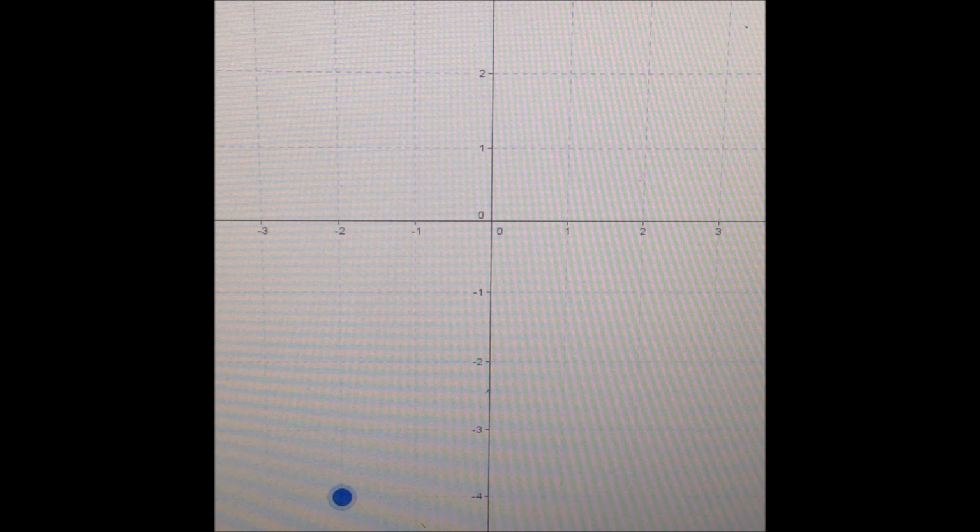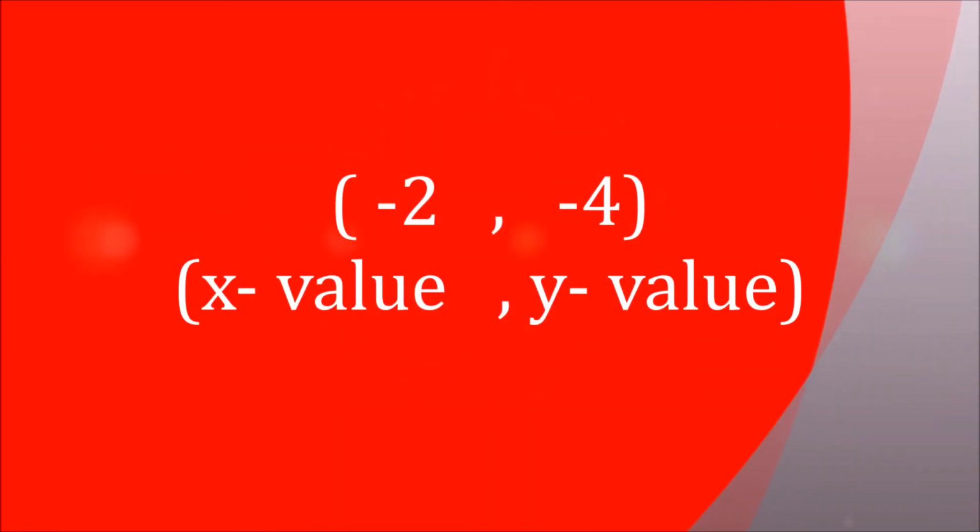We see that the point is under the number -2 on the x-axis. So again, we move from the x-axis to the y-axis to find the y value of this point. Now we can see that the point is to the left of the number -4 on the y-axis. So therefore, we can call this point -2, -4. -2 is the x value, -4 is the y value.